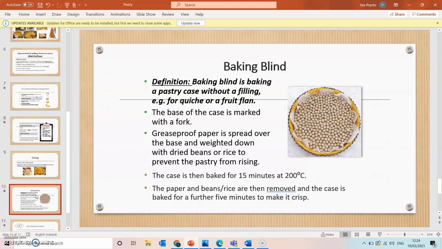So you prick the base with a fork, then you put greaseproof paper in and a weight like dried beans or rice to prevent the pastry from rising. If you don't prick it with a fork, steam will get onto the pastry and lift it up into a bubble. Then the case is baked for 15 minutes, it's removed, and then it's put in for the further length of time to bake the filling.